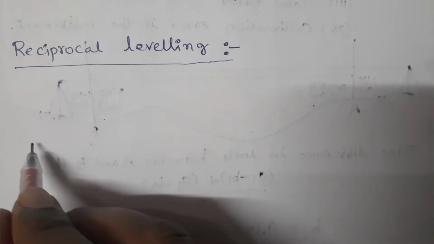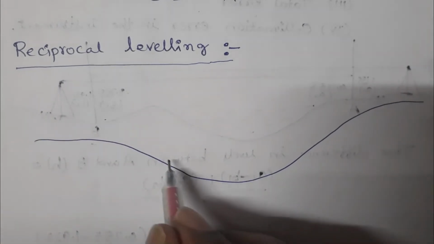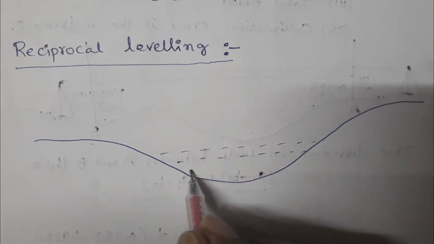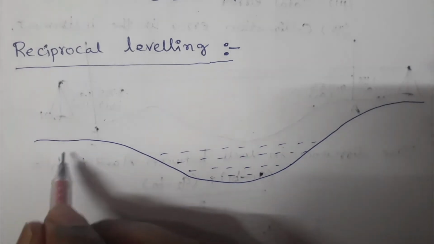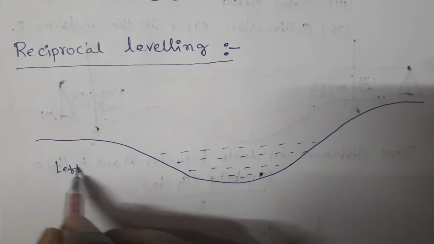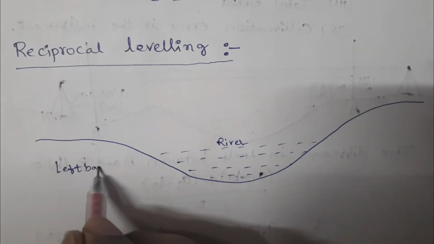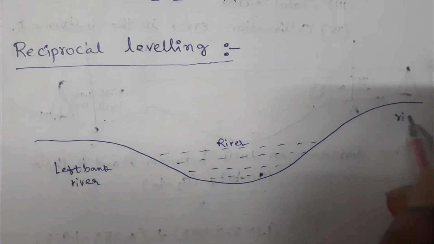Let's consider a pond or a river or any water body or a depression. See, this is the left bank of a river, and this is the right bank of a river.